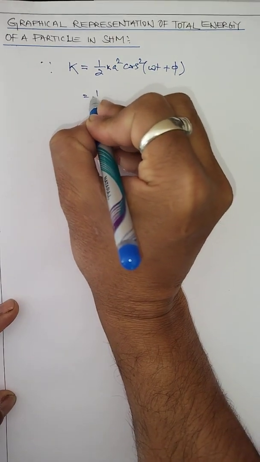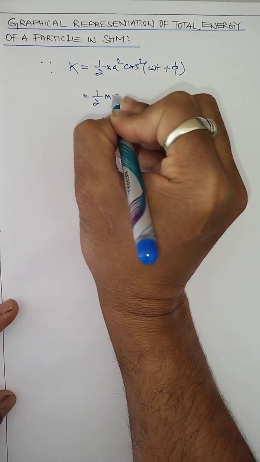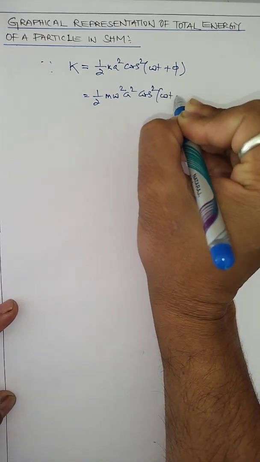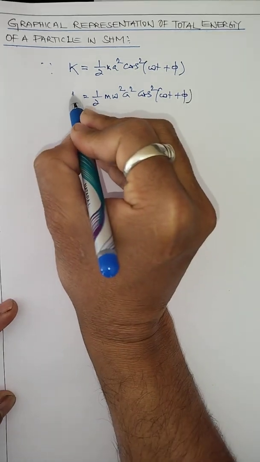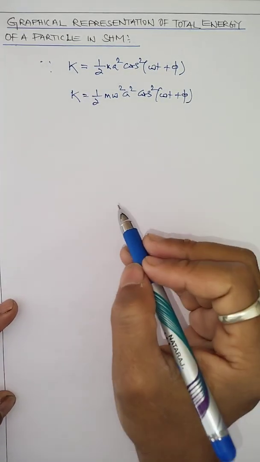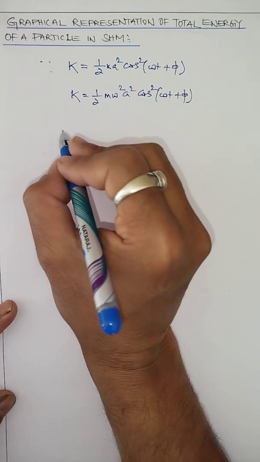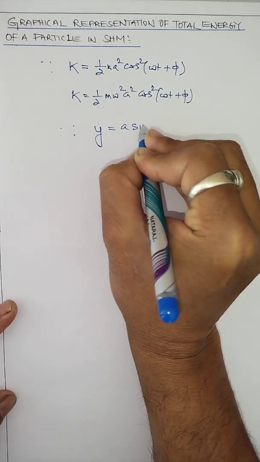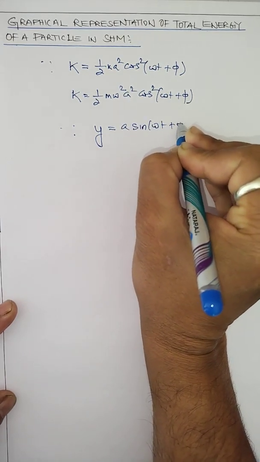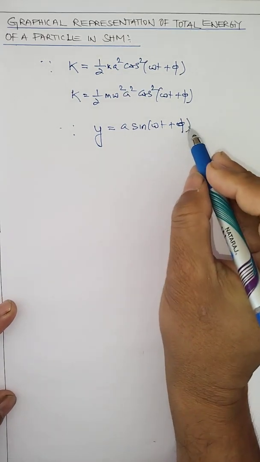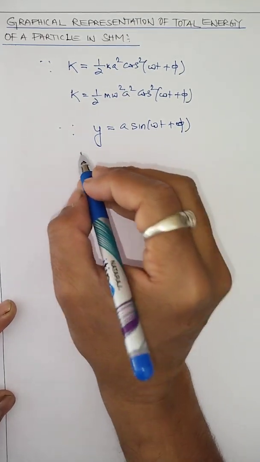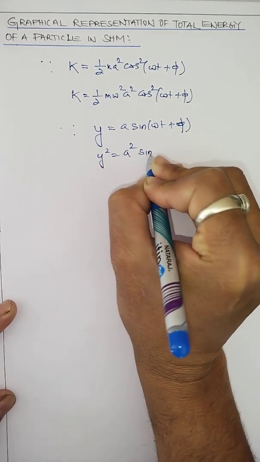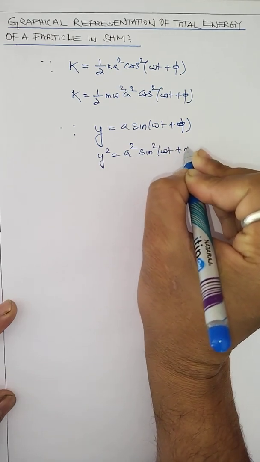You know k we have taken as m omega square. So it is half m omega square a square cos square (omega t plus phi). But the same kinetic energy can be written in terms of the displacement of the particle. For that, we have taken y equals a sine (omega t plus phi), the displacement of the particle in terms of the epoch. If I square both sides, then y square equals a square sine square (omega t plus phi).